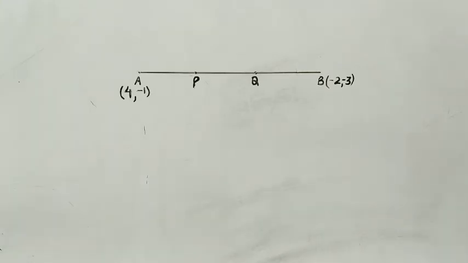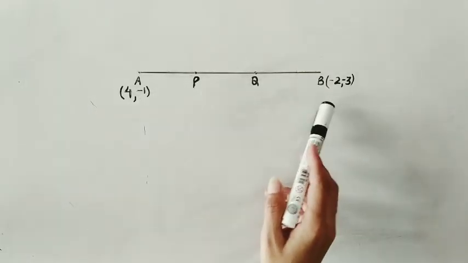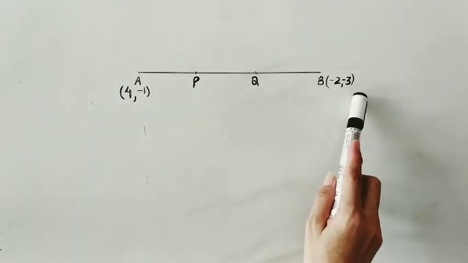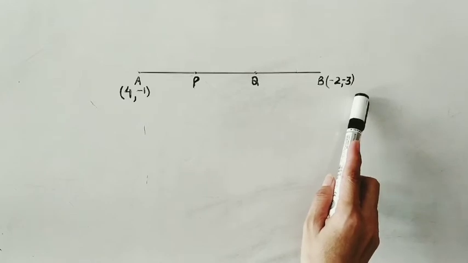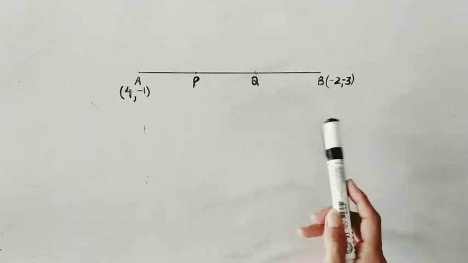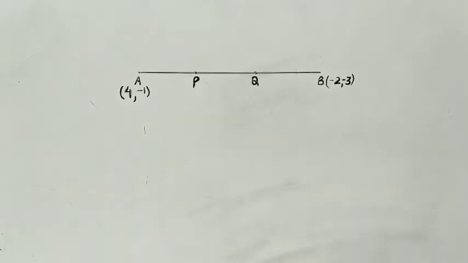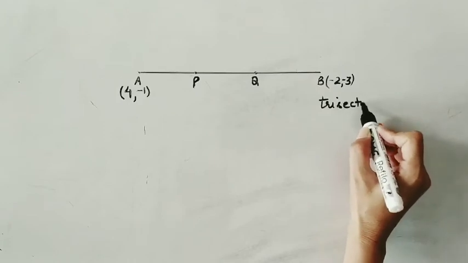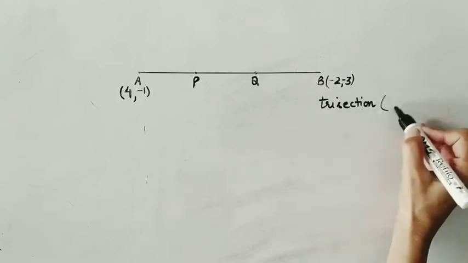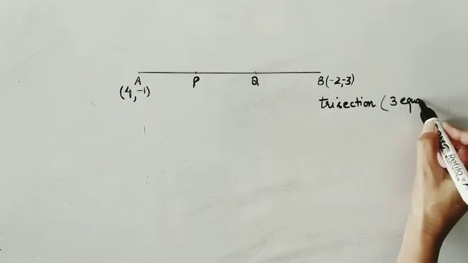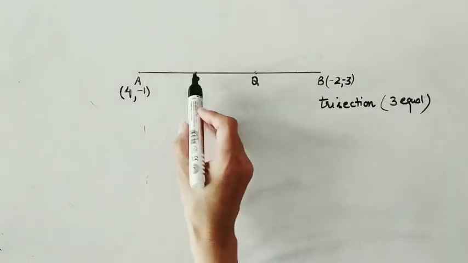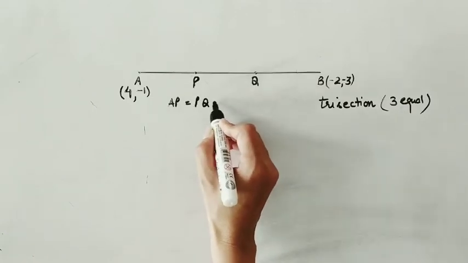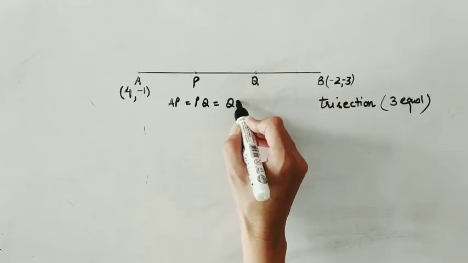This means there are 2 points A and B having coordinates (4, -1) and (-2, -3). We need to find the coordinates of the points of trisection. The word trisection means, just as bisect means 2 equal parts, trisect means 3 equal parts. So here AP is equal to PQ, and that is equal to QB.